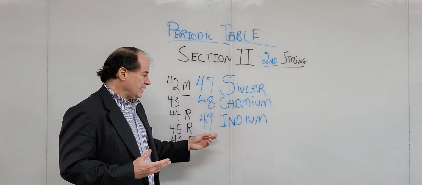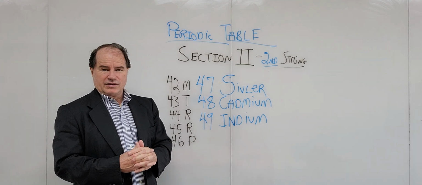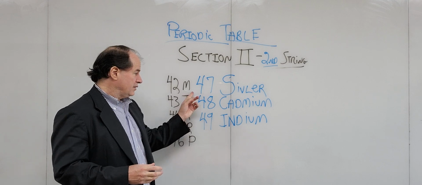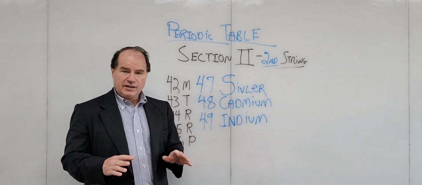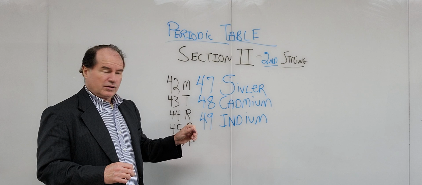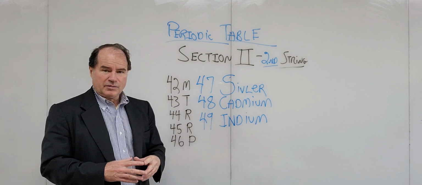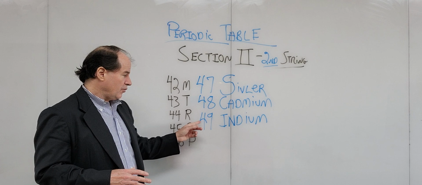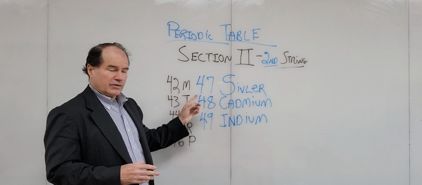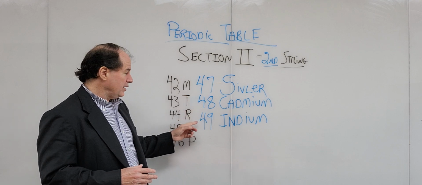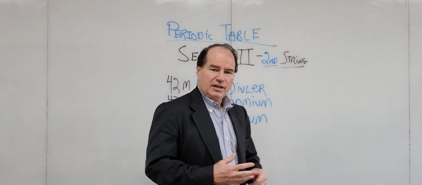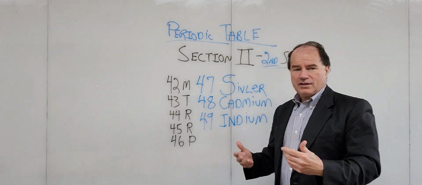Okay, so this is quite easy, isn't it? So 47, 48, 49. There's only 3. Easy to remember, okay? Number 47 is silver. Number 48 is cadmium. And number 49 is indium. Let's go over that again. Number 47 is silver. Number 48 is cadmium. Number 49 is indium. Silver, cadmium, indium.